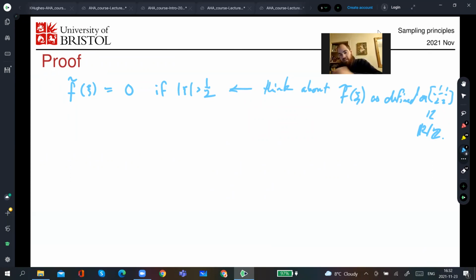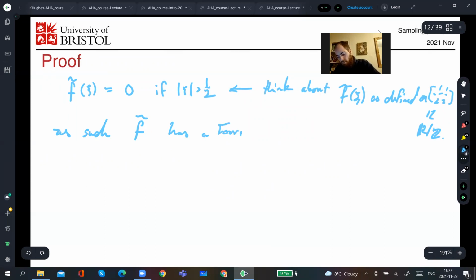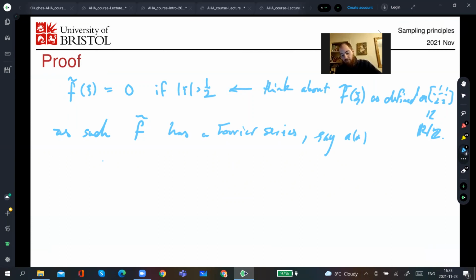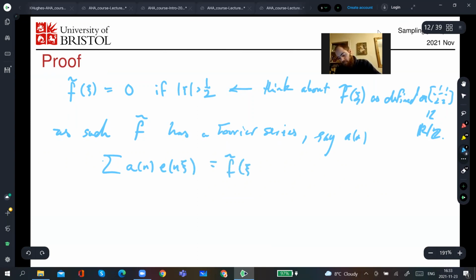So from this perspective, thinking about this as a function on the torus for now, or on the fundamental domain for the torus, you know that the Fourier transform would then have a Fourier series, say a of n. So I'm saying that the periodization of f tilde is as follows. I have this for all ξ from minus a half to a half, let's say inside.